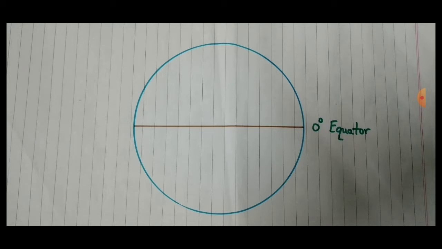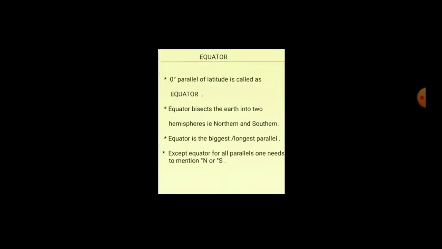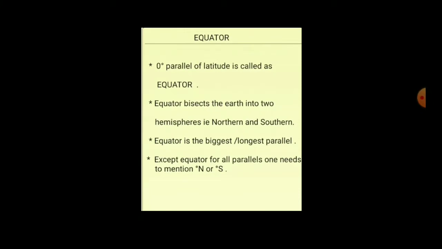We continue the second chapter of geography. Let us use the graticules. Here you can see this blue round circle represents your earth. The line which is drawn exactly at the center is known as the 0-degree equator. The 0-degree parallel of latitude is called the equator.